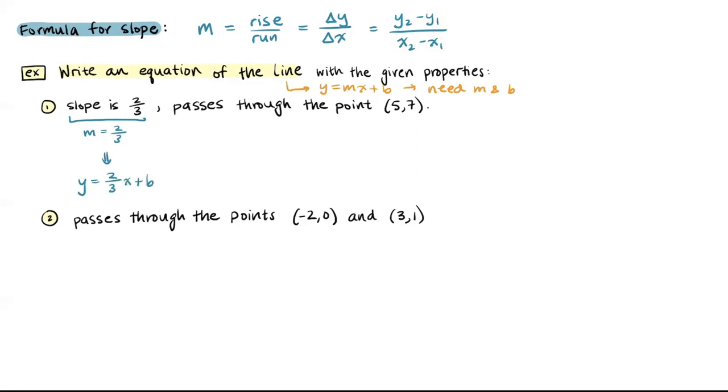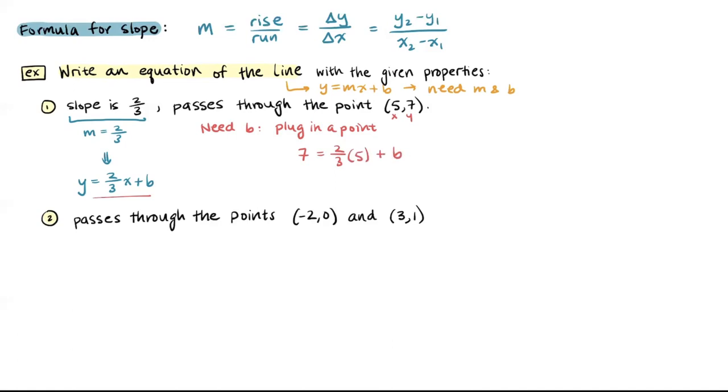Okay, so how do we do that? Well, to find b, all we need to do is plug in a point. Plug in an x and y that we are given into here after we have the slope. We've got the point 5, 7, so that's x and y. So we're going to plug in a 7 for y. We're going to plug in a 5 for x, and then we're going to solve for b.